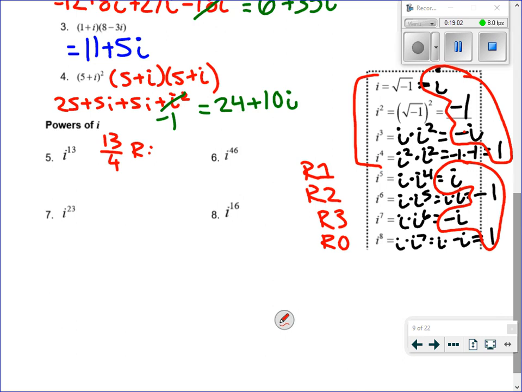So, what's our remainder? Think about how many times 4 goes into 13. 3 times with a remainder of 1. So if my remainder is 1, that means it's the same thing as i.